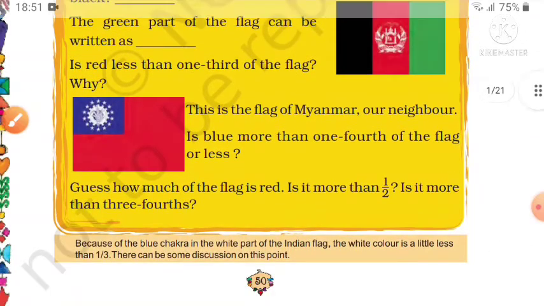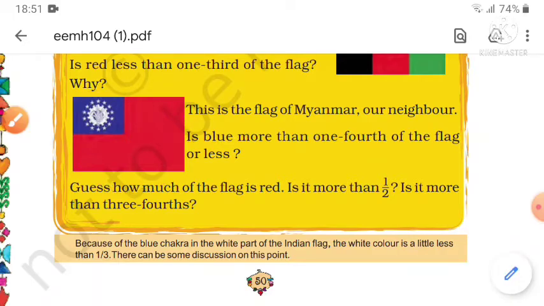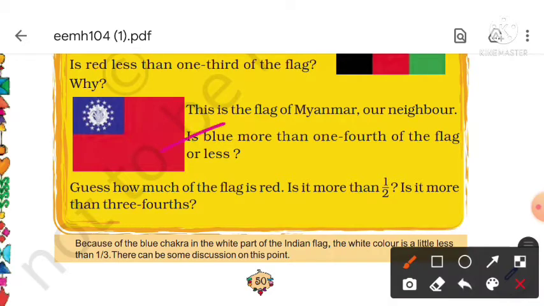Next, you can see the flag of Myanmar. Myanmar is our neighbor country, and this is the flag of Myanmar. Now the question is, is blue more than 1/4 of the flag or less? If you see in the picture, we can see that the blue color is less than 1/4 of the flag.